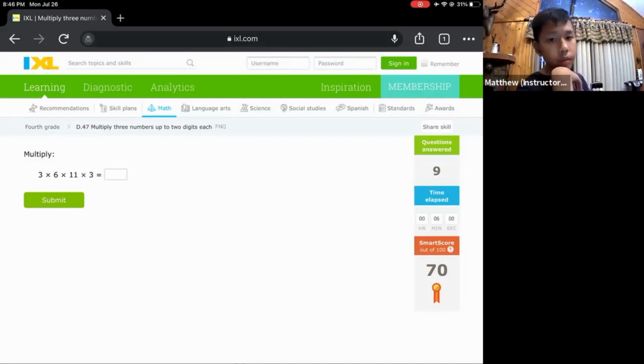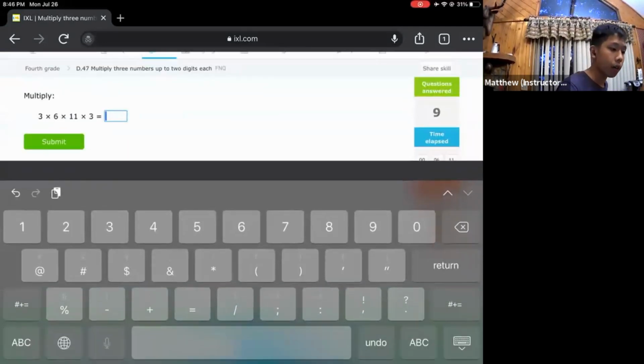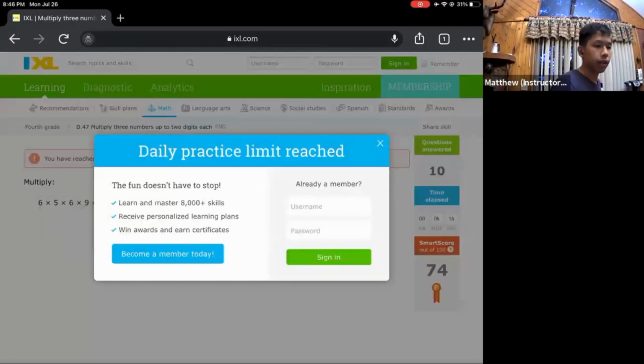$594. Would that be the answer? Let's check. 9 times 6 is 54. 54 plus the shift to 54 is 594, which is absolutely correct. Correct? Now, that's the very limit.